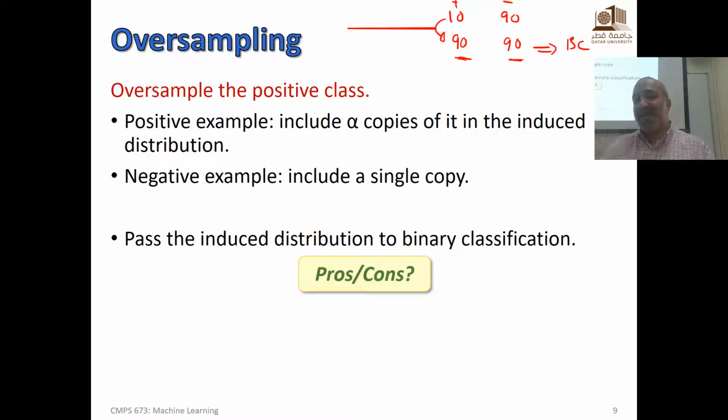And imagine, usually it's not, by the way, 10 to 90. It's much more severe than that. It's sometimes 1 to 1,000 or 1 to 10,000 or 1 to a million. So every single positive example is very important, and we need to make sure that the model really learns from it. Any other point, positive or negative?